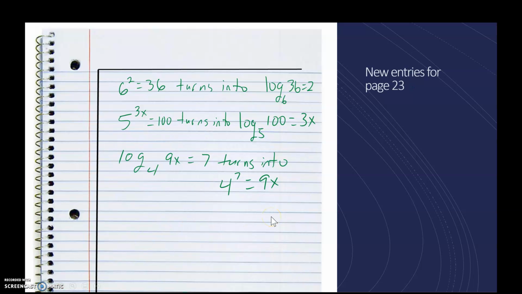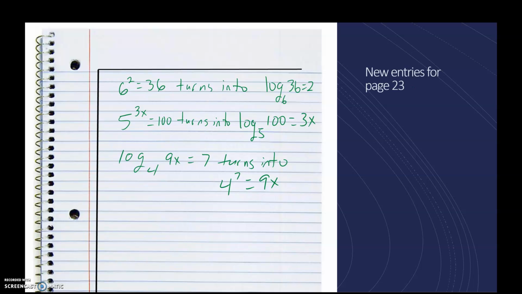Now let's look at a couple quick scenarios here. If you saw 6 squared equals 36, and I asked you to turn that into a logarithm, that 6 becomes the base. The 2, the exponent, goes on the other side of the equal sign, and your 36 goes in the middle. So it's log base 6 of 36 equals 2. Similarly, if you have 5 to the 3x equals 100, that 5 goes to the base, 100 goes next to it in the logarithm, and it will equal the exponent of 3x.